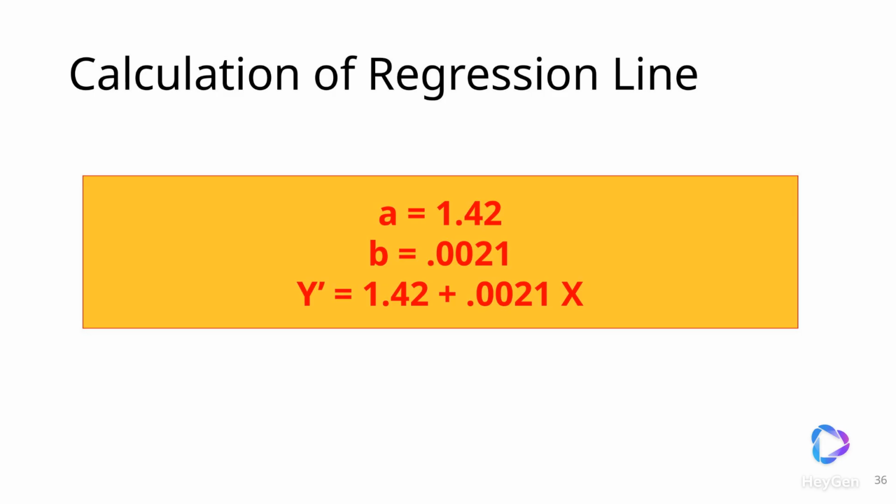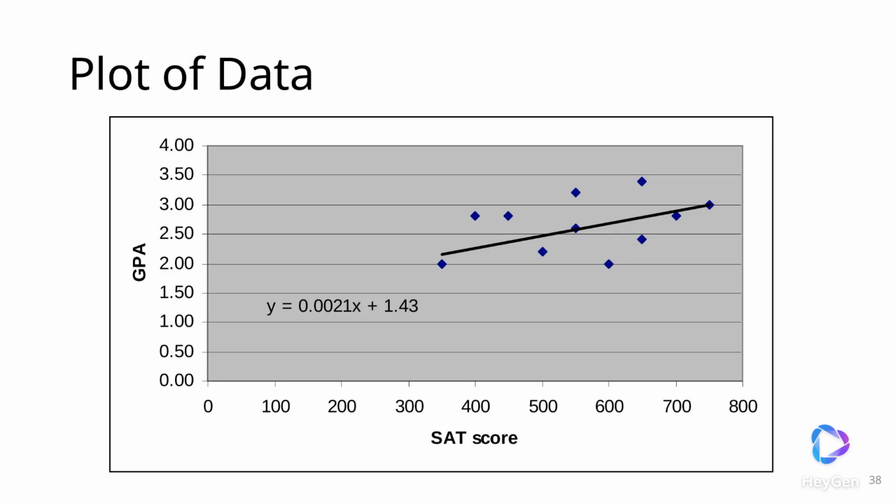Then the equation of the line can be written as y equals 1.42 plus 2,000th of x, giving us an equation to predict students' GPA from their admission SAT scores. Thank you. This ends our lecture on how a regression estimates a line to fit the data.